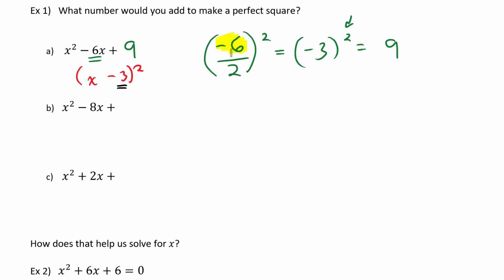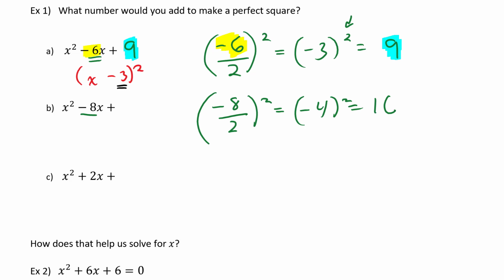So here you can see we take that middle coefficient, and in the end, we determine what that constant will be, and we add it on. Let's try it for these ones now. Take the middle coefficient, divide by 2, and square it. Negative 4 squared equals 16. I'm going to add 16 to that.